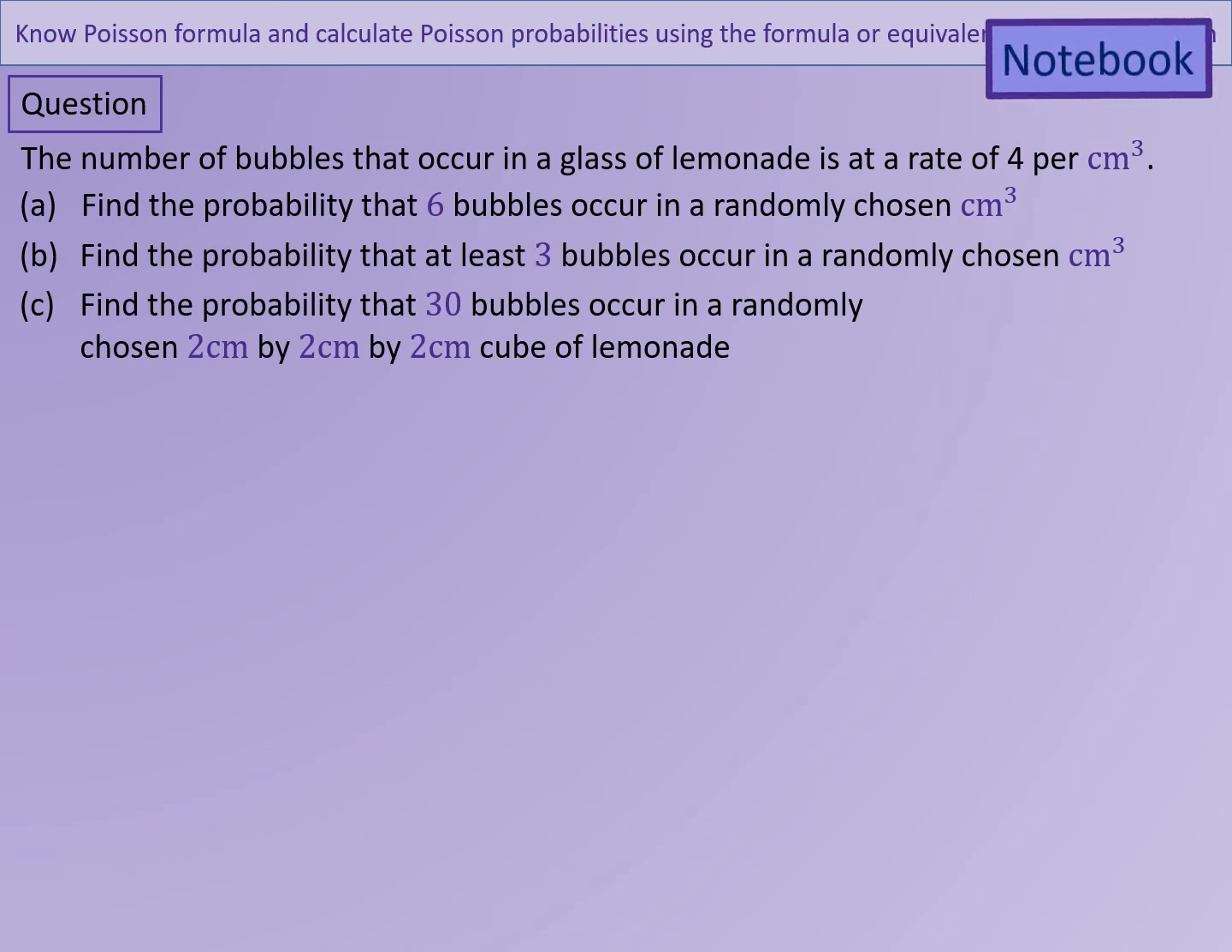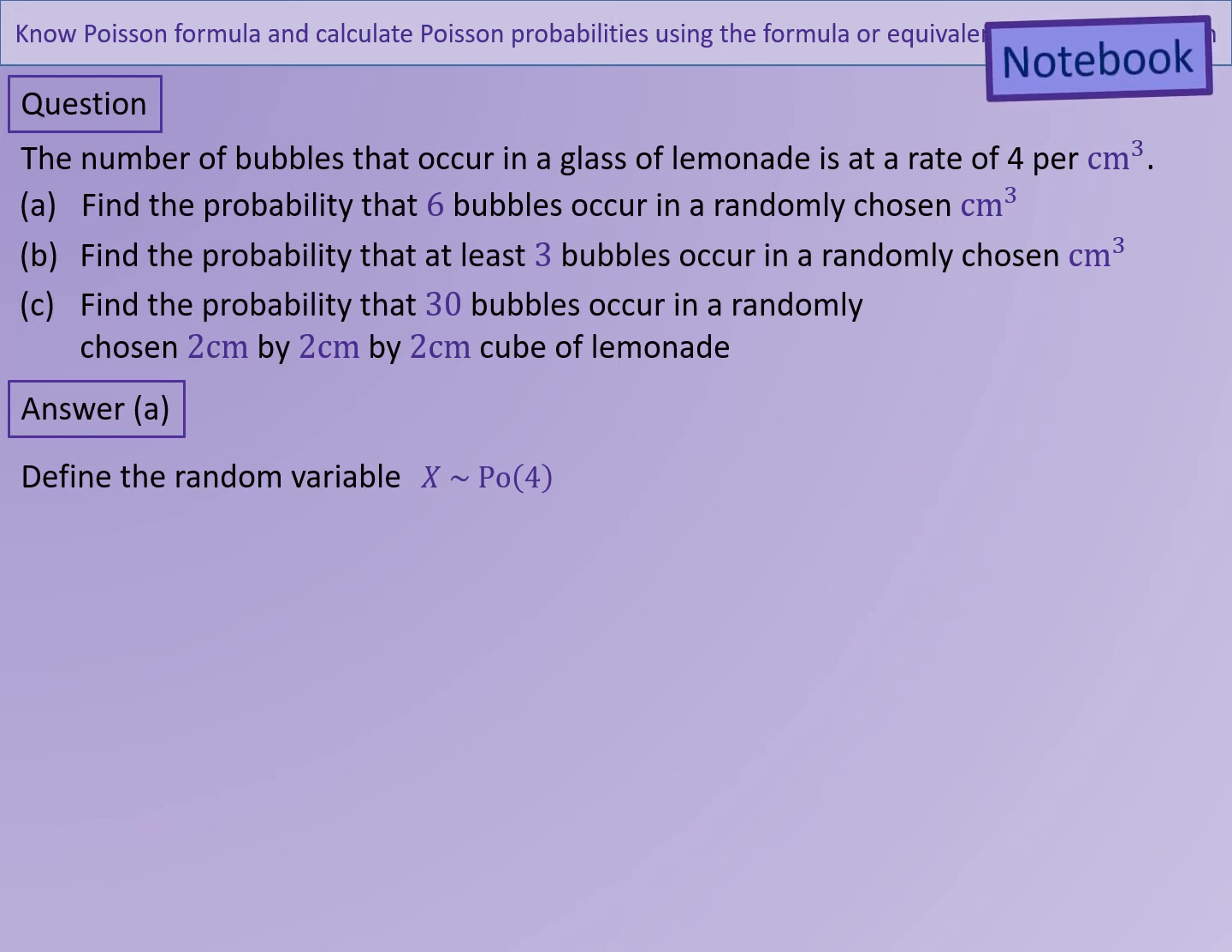Suppose it is known that the bubbles in a glass of lemonade are randomly distributed, and we know that there is a rate of approximately 4 bubbles per 1 centimetre cubed. If we wanted to know the probability that in a randomly chosen centimetre cubed of lemonade there were 6 bubbles, we could do this by first of all defining this as a Poisson random variable. In this case, we would have x is modelled as a Poisson distribution with a rate of 4. This is because it is known that there are 4 bubbles in 1 centimetre cubed.